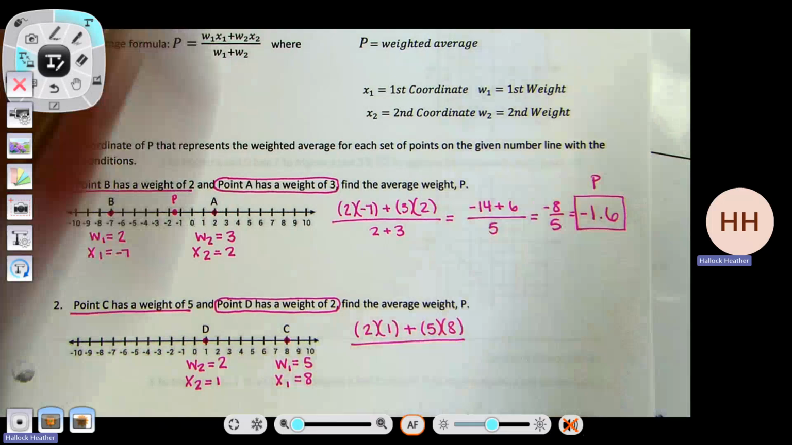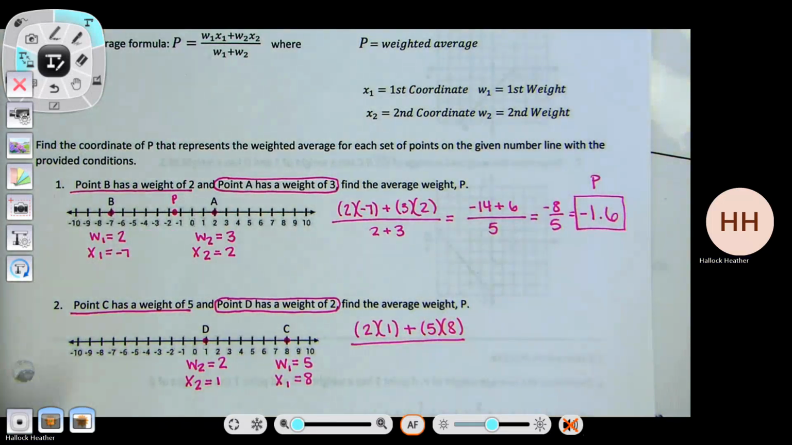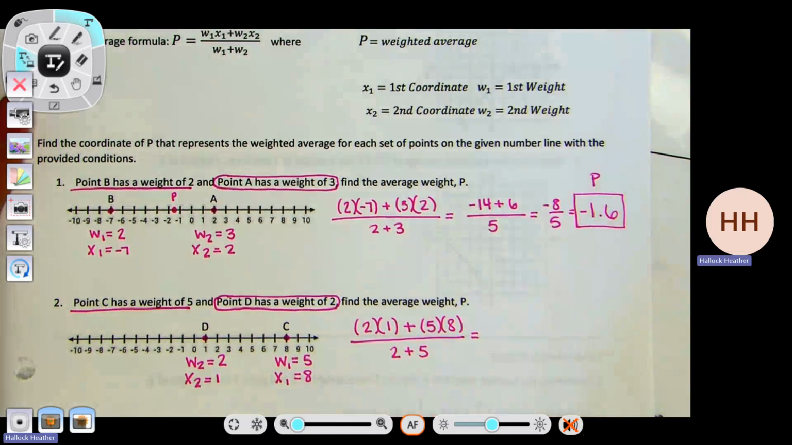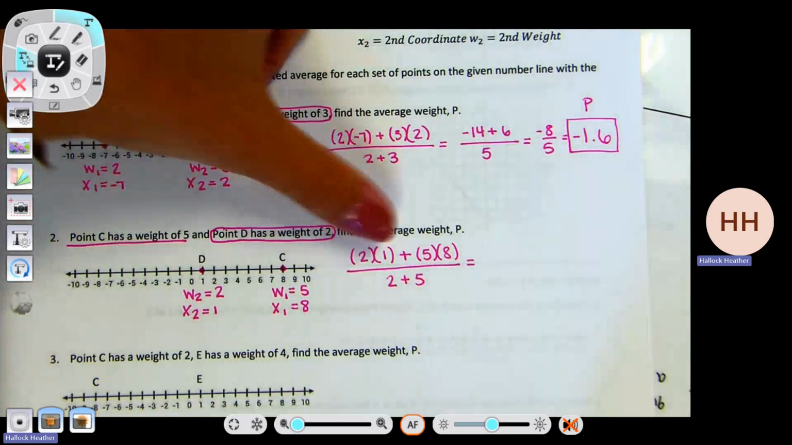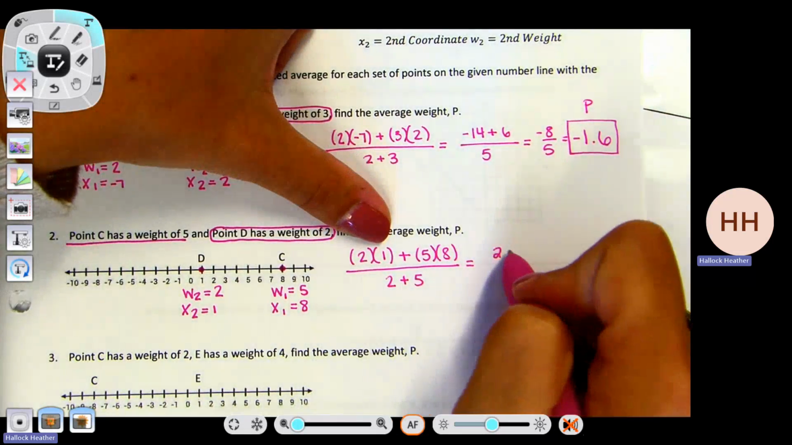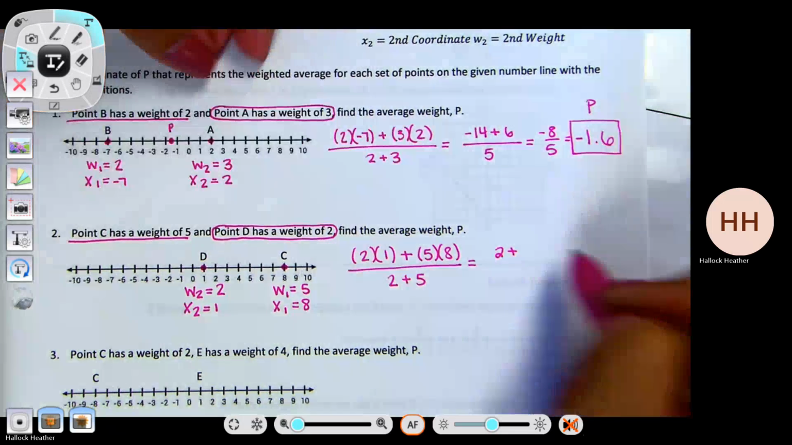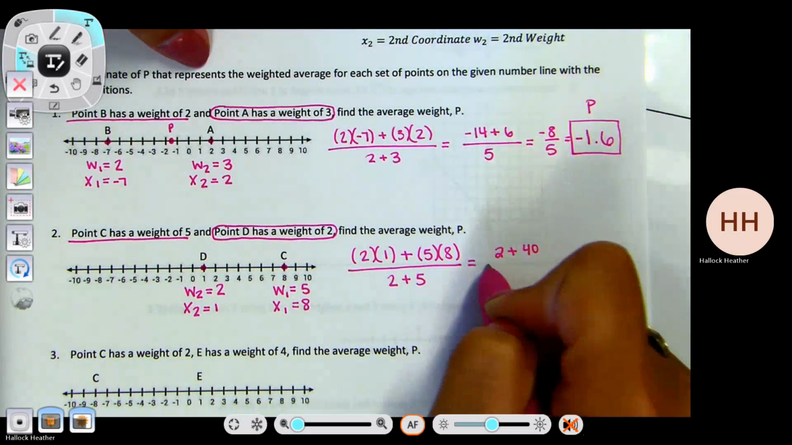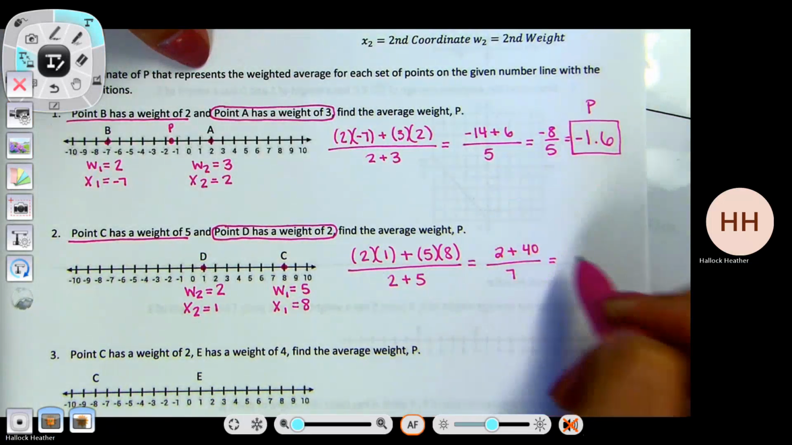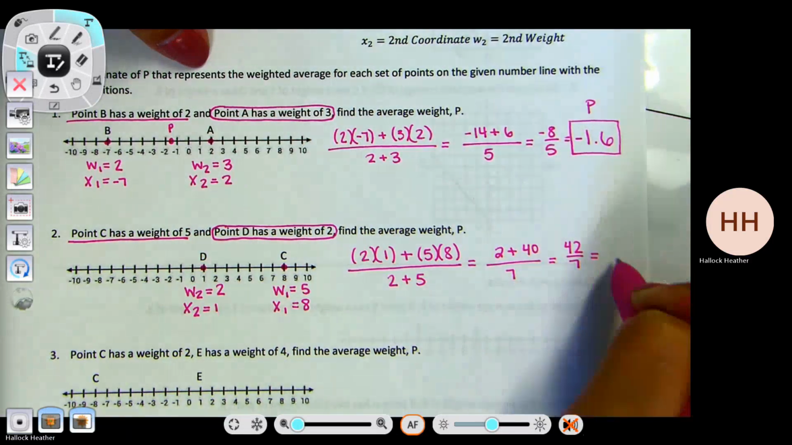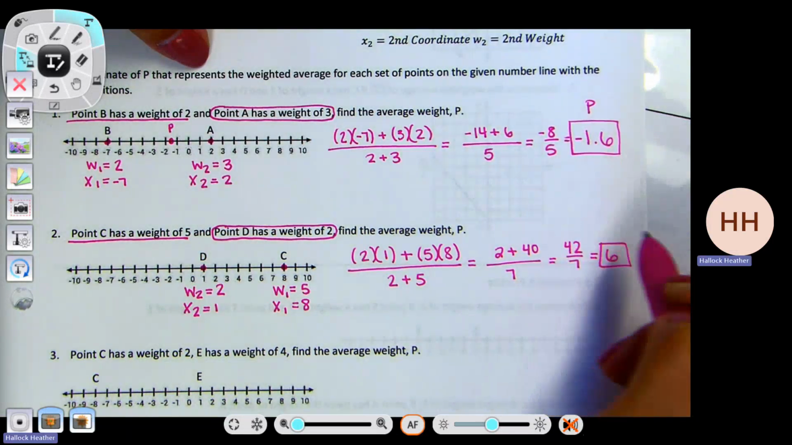In the denominator, what two numbers am I adding together? 2 and 5. So I'm adding my weights together. So 2 times 1 is 2. And then what's 5 times 8? 40. And then what is 42 divided by 7? 6. So that's where P is.